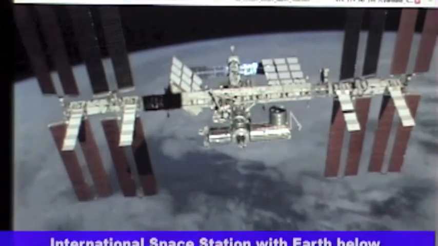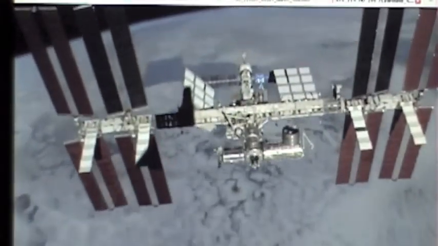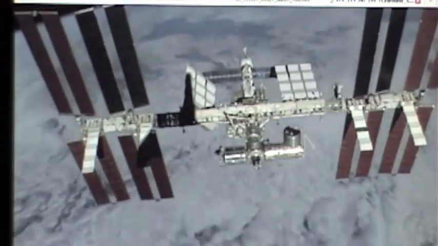We'll then look at life sciences. What's it like to live in space? What are some of the effects of microgravity on the human body? And how do we find a way around some of those different effects?